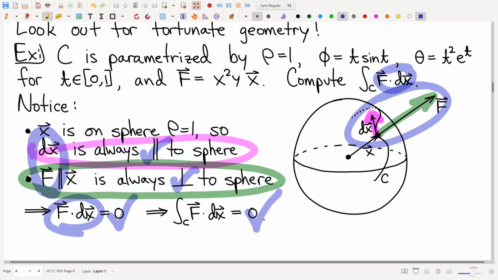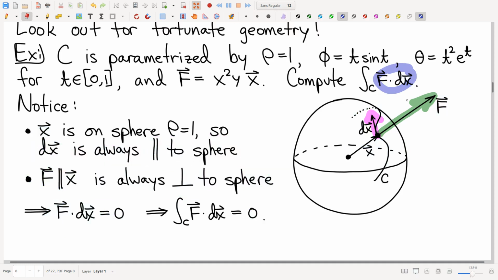Yeah. So in the picture, the x vector acts as the radius, so therefore dx is perpendicular to it. Yep. And that's just the nature of spheres. Okay. Yep. All right. Okay. So let's see here.